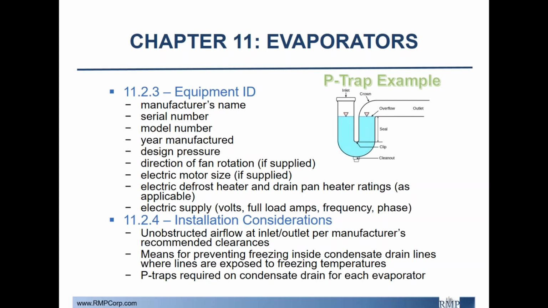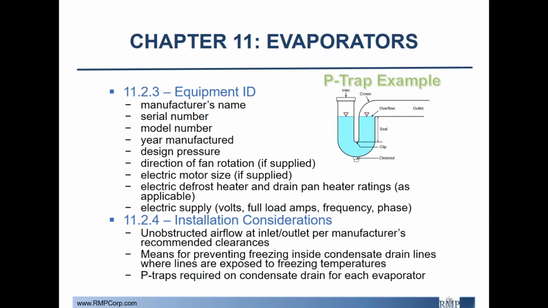There also should be a means for preventing freezing inside the condensate drain lines, especially where the lines are exposed to freezing temperatures. Some examples of this would be slope to drain, heat tracing, insulation, or cleanouts. So there are some options there. It's not limited to those options, but that's what the code suggests to use.